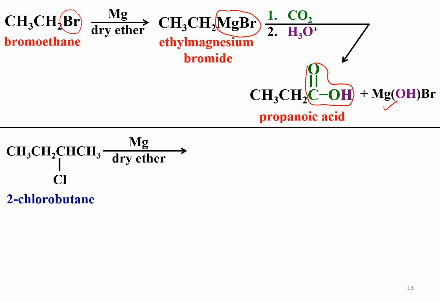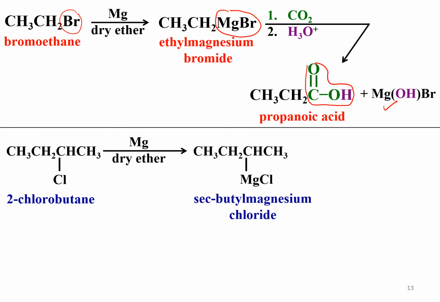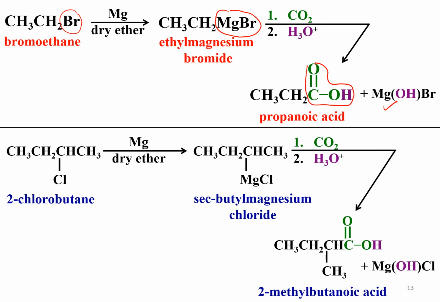We look at the fourth example here, same also. 2-chlorobutane reacts with Mg in dry ether. So you get sec-butylmagnesium chloride, which is the Grignard reagent. So first step, carbon dioxide. Second step, acid hydrolysis. You get 2-methylbutanoic acid. So from haloalkane, we have Cl. React with Mg, we get MgCl. Then first step, carbon dioxide. Second step, H3O+, you get COOH, which is a carboxylic acid.